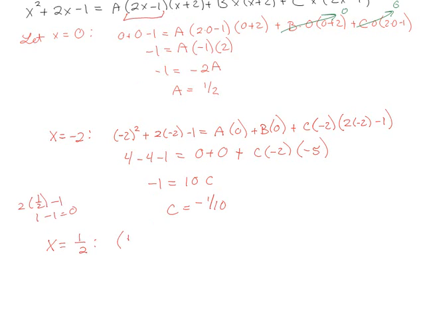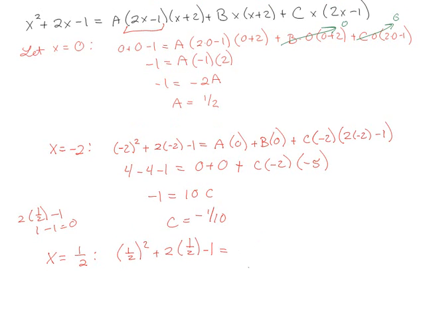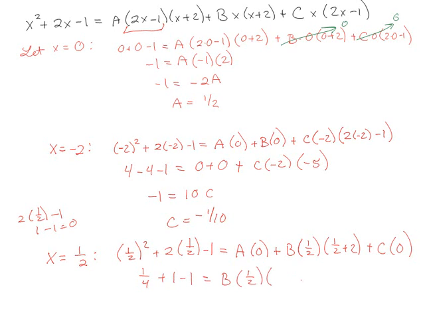So the only part that's kind of annoying is here on the left, I've got 1/2 squared plus 2 times 1/2. Well, that's not bad, minus 1. On the right, I've got a times something that's going to go to 0 plus b times 1/2 times 1/2 plus 2. And then c times something that's going to go to 0. Now 1/4 plus 1 minus 1 equals b times 1/2 times, what is that, 4 halves, 5 halves? And then plus 0. Those cancel out.